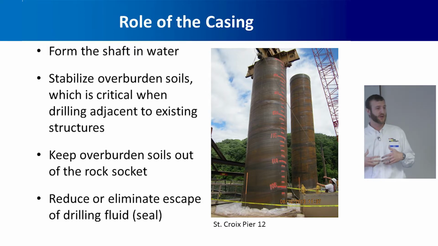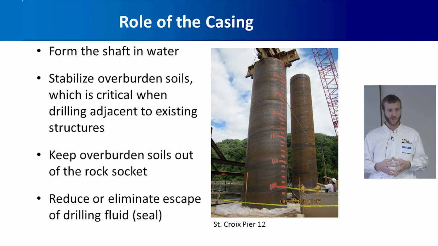It's real critical when you're constructing next to an existing structure, kind of like the Red Wing project, that we don't have a big hole cave in. That obviously would not be good for the piles or the shafts supporting the existing structure. So a casing provides you a good solid way to keep that overburden stabilized.